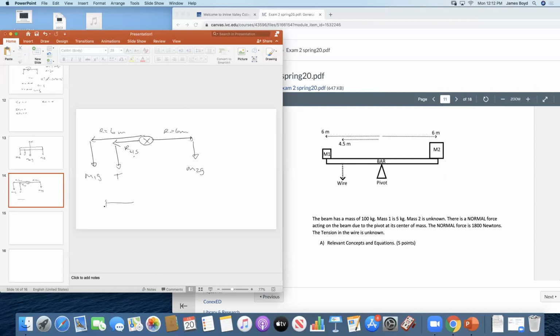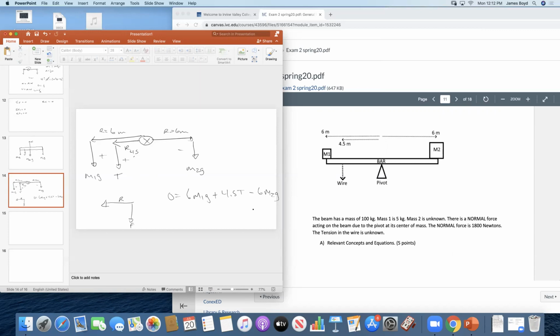Again, looking at these torques, R and F, these are both positive. This guy's negative. Normally on a torque diagram, you would draw alpha. Alpha doesn't matter here. It's in equilibrium. It's not going to rotate. So knowing that, we write that 0 is 6 times M1g plus 4.5 times T minus 6 times M2g. Are you guys cool with that?